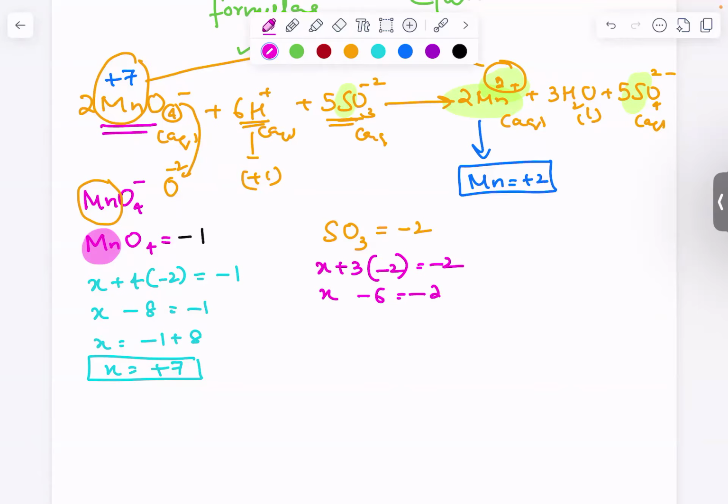X is equal to -2 plus 6, so X is equal to +4. So sulfur is +4 here. Now we will check it here.